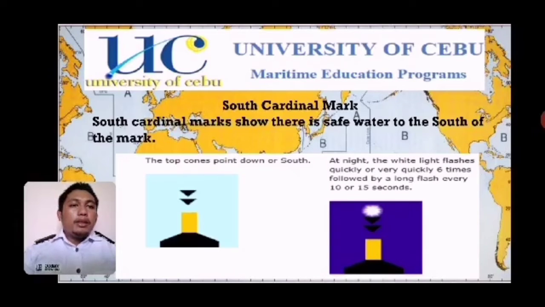And at night, you can only see the white light flashes quickly or very quickly 6 times, followed by long flash every 10 or 15 seconds. So that is the south cardinal mark.